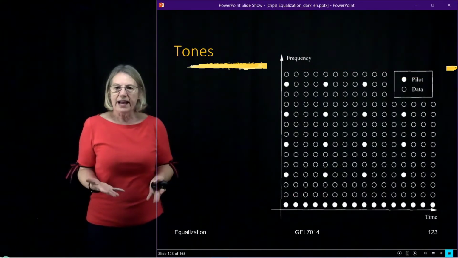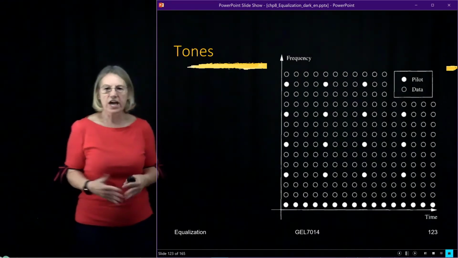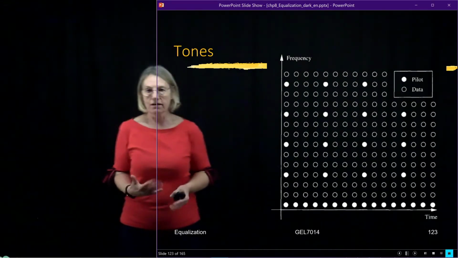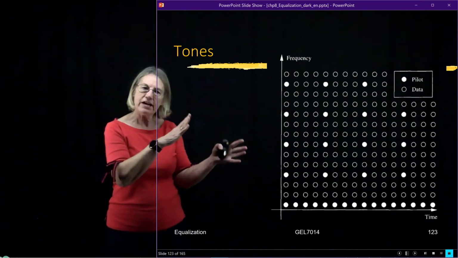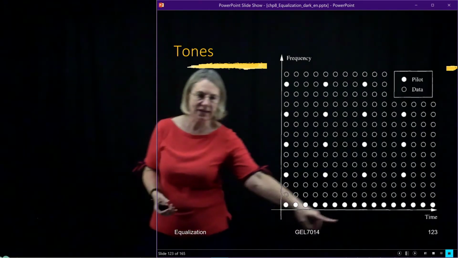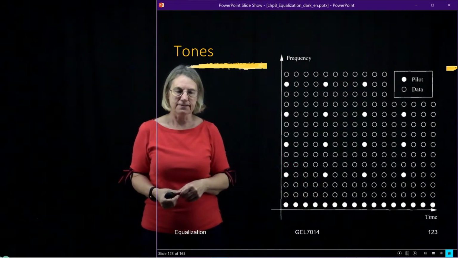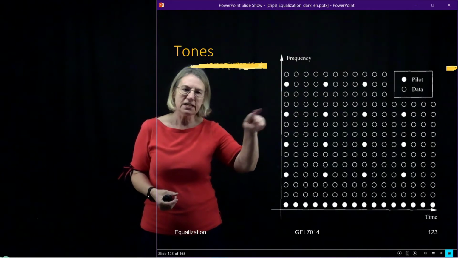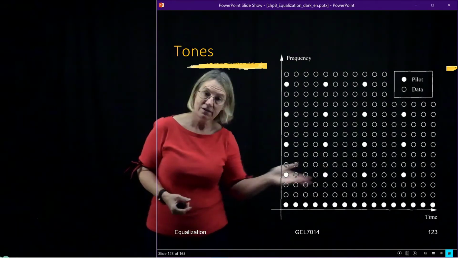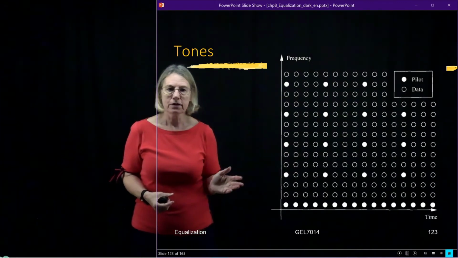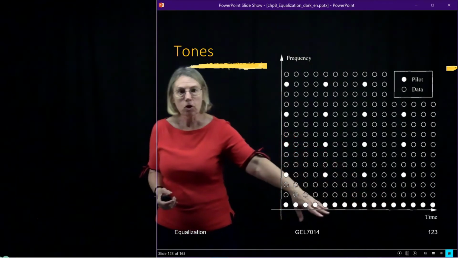So now let's look at how we can easily equalize the channel without having to do a whole lot of processing. What I have here is a plot of the time domain on one axis and the frequency domain on the other axis. Think of each one of these frequency domain rows as one of the subcarriers, and this is the time of one OFDM symbol.